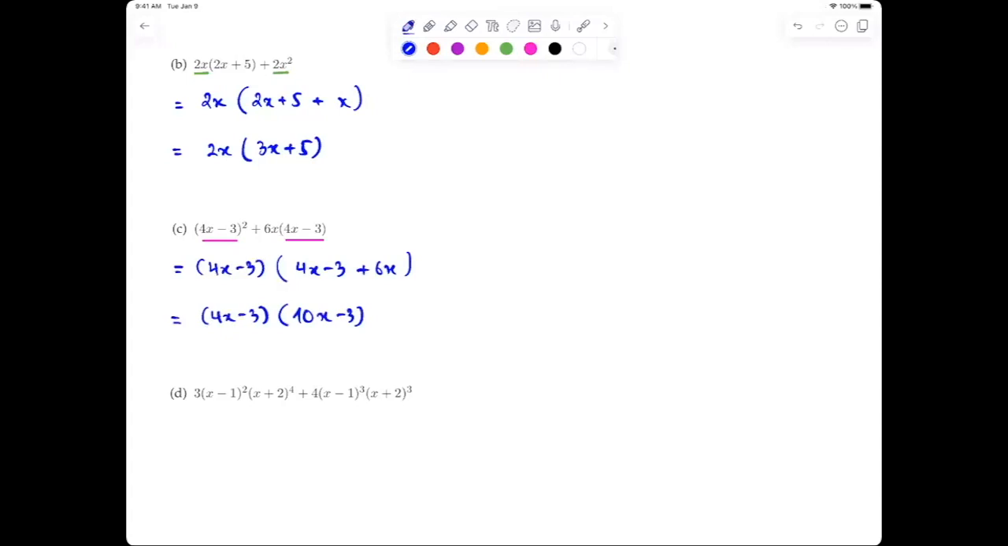X minus 1 and x plus 2. Yes. Technically, yes. Right. But we need more than that, right? You also compare the power. So x minus 1 squared. What about x plus 2? 2 cubed.